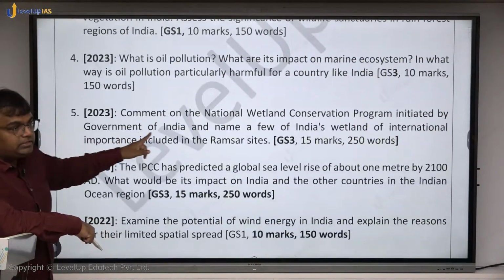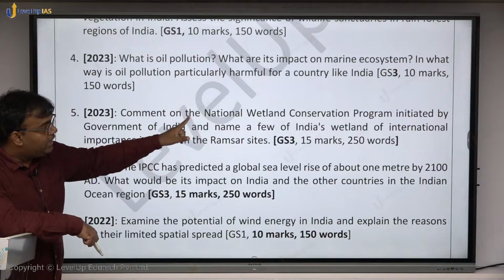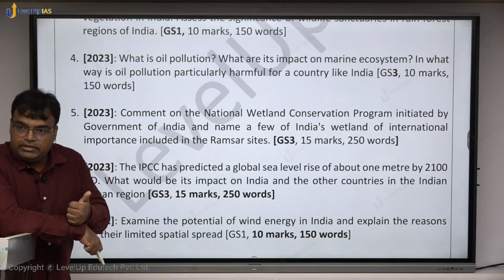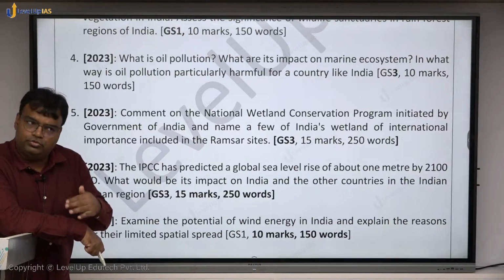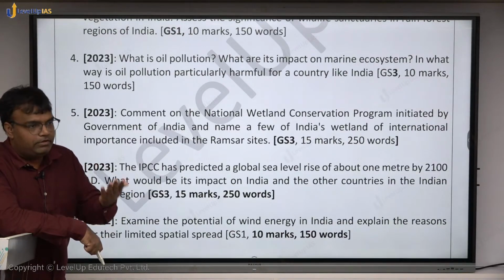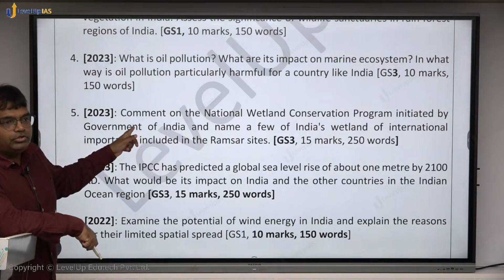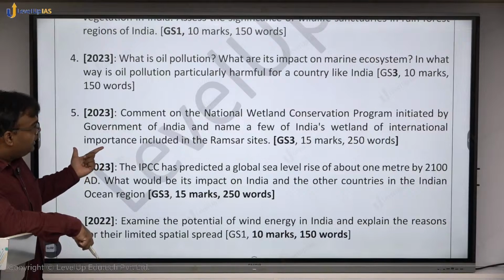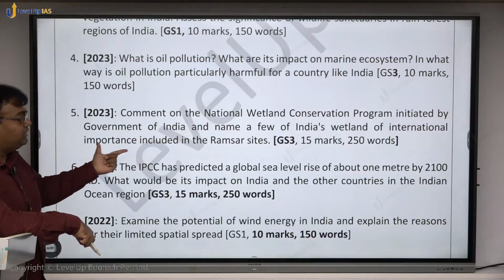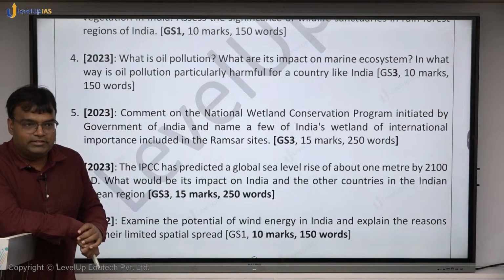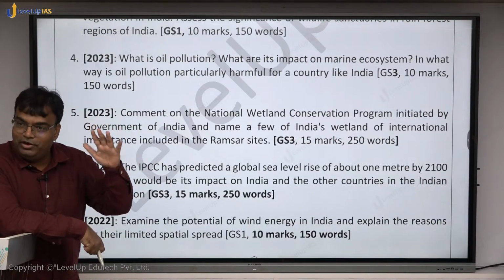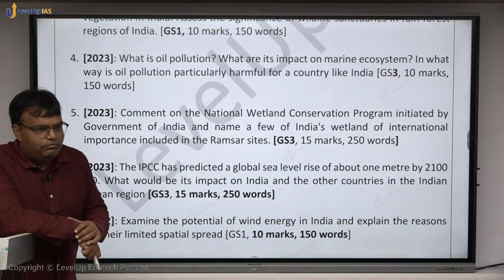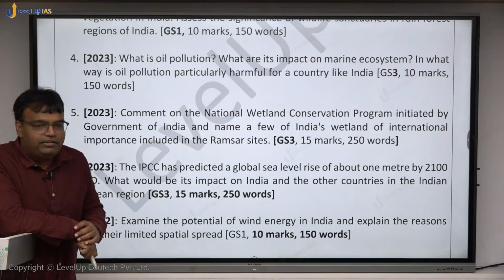Then National Wetland Conservation: comment on the National Wetland Conservation Program initiated by Government of India. So Ramsar sites, the Ramsar Convention, they have asked questions in the past, and wetlands too. In 2023 they also asked a factual question: name a few of India's wetlands of international importance included in the Ramsar sites. At the time of Prelims you had studied 80 Ramsar sites, but here you just had to name a few of them, and while naming, just write a line of significance about them.